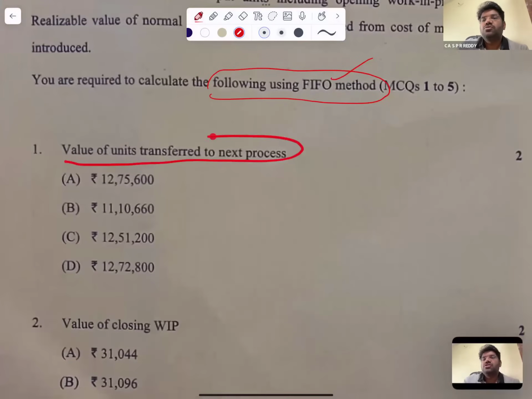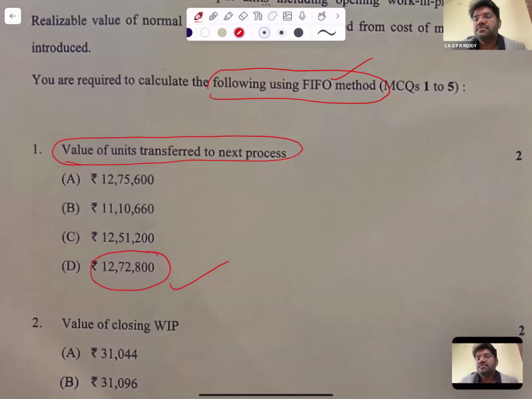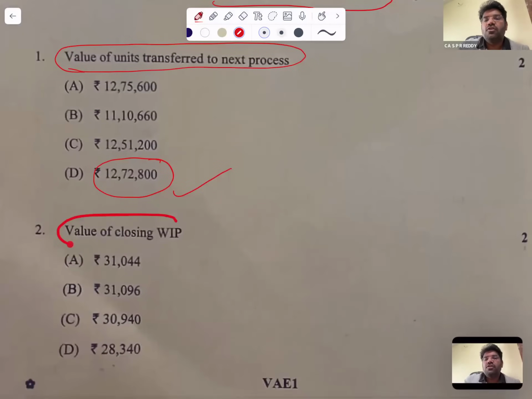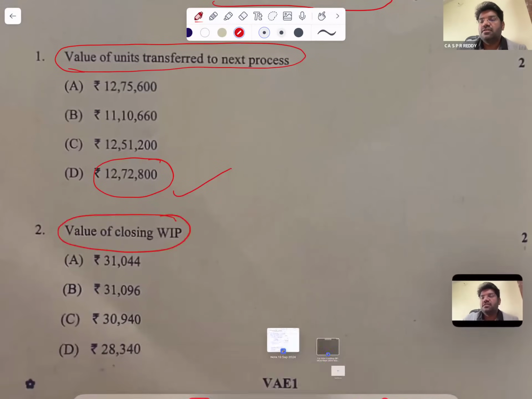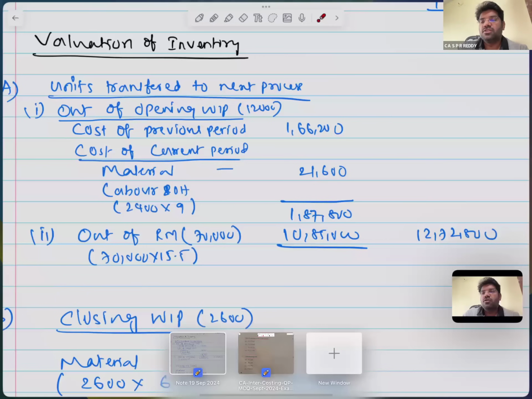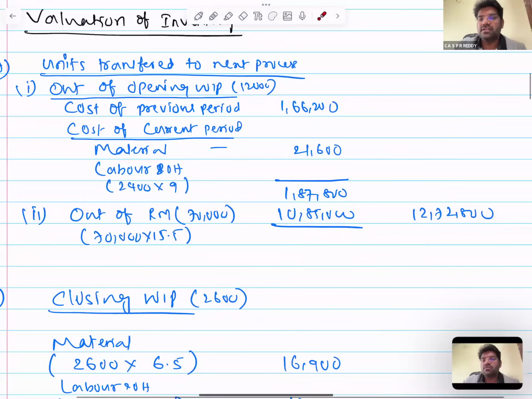Value of units transferred to next process: 12,72,800. Then what is the value of closing work in progress? Closing work in progress units are 2,600.